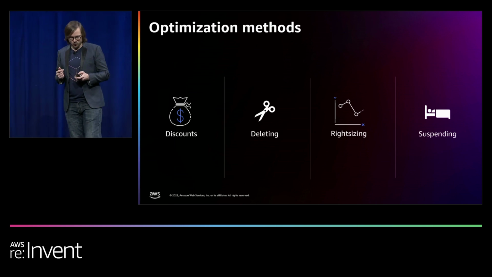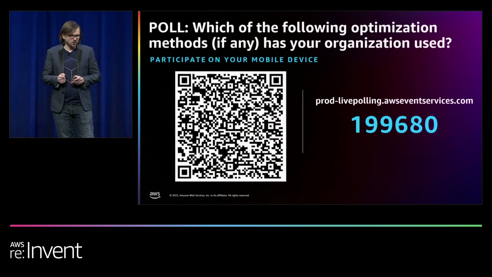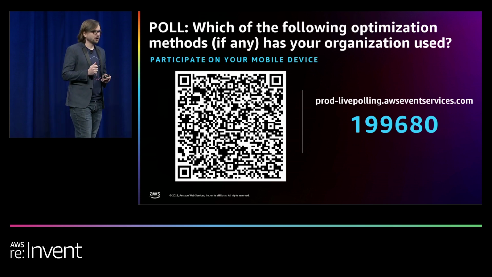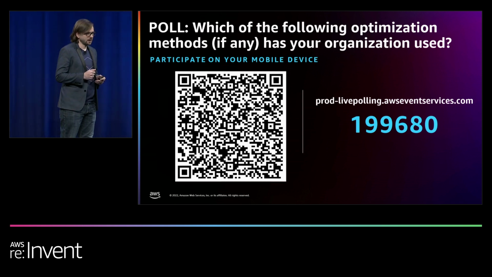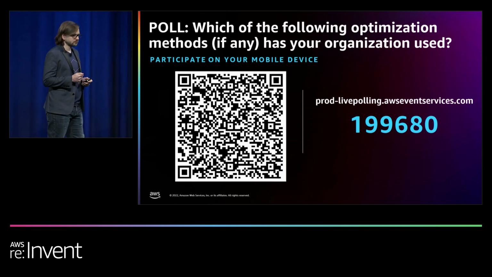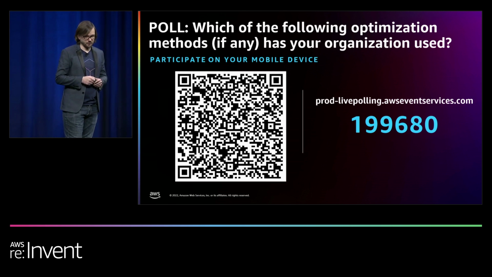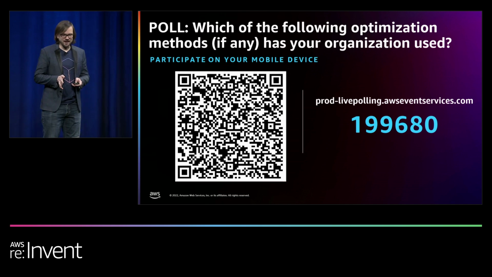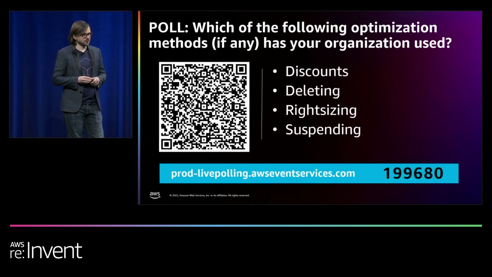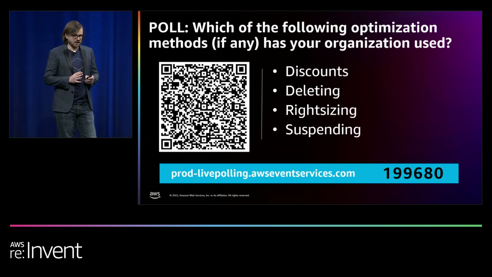Okay, so we're gonna do something kind of fun here today. We're gonna do a little bit of a poll. So if everybody could take out their cell phones, there's 2 ways to do this poll. You can scan the QR code, or you can go to the AWS Events app and click on the More button on the bottom right, and click on Polling and type in this 6-digit number. The question we have for you today, people are snapping pics, I don't want to advance the slide. So the question we have for you today is, which of the following optimization methods that we just discussed has your organization used, if any?